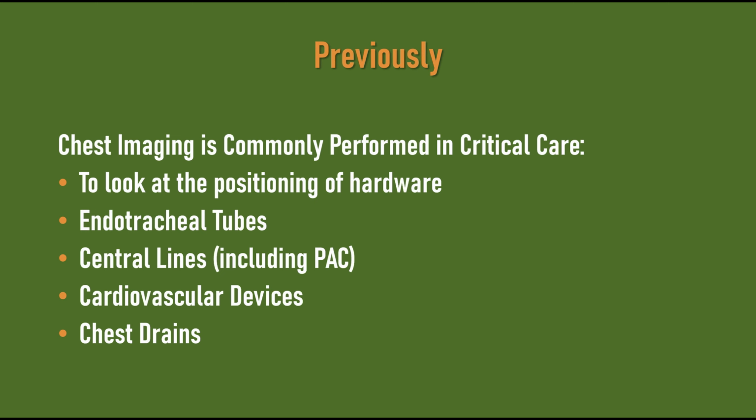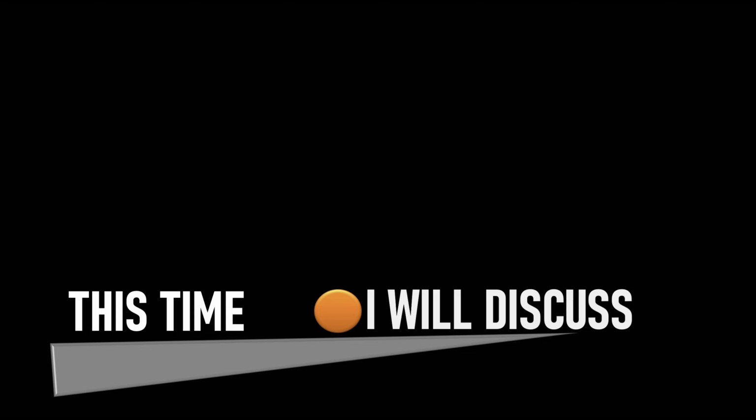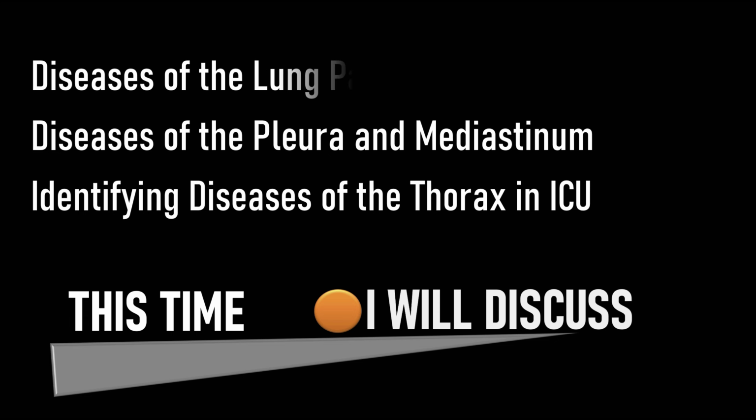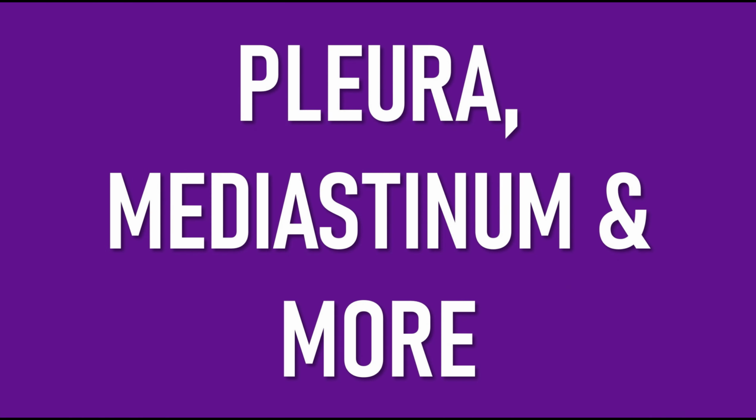Welcome back. In the previous tutorial, we discussed the imaging of the patient's chest with a chest x-ray to look at hardware and its positioning and where it should be positioned and where it should not be positioned. And I discussed endotracheal tubes, central lines, pulmonary artery catheters, intra-aortic balloon pumps, and chest drains. In this tutorial, I will discuss diseases of the lungs and the thorax. We'll look at the pleura and the mediastinum, and we look at the lung parenchyma. Let's start with the pleura, mediastinum, and more.